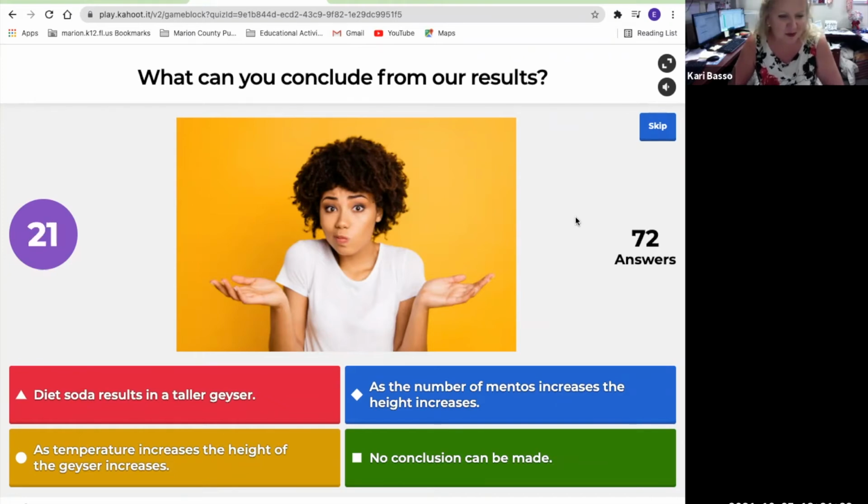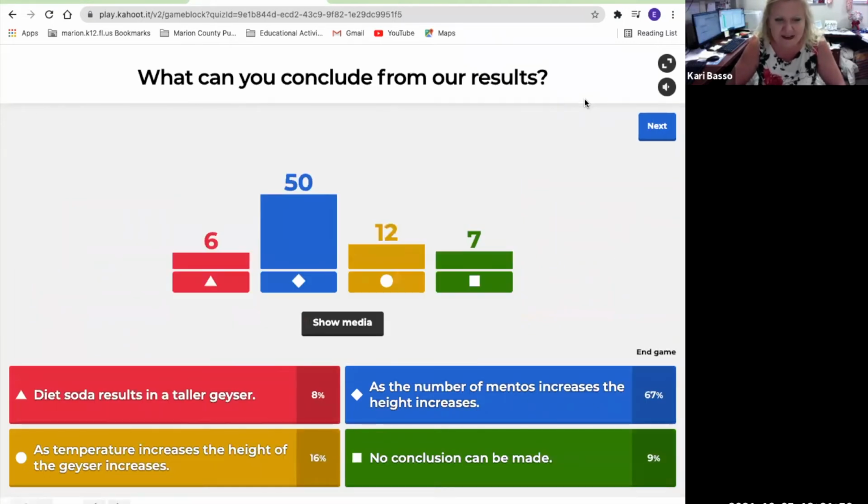We got 20 seconds left. I think next time, temperature is something that is always interesting too. All right, let's see what we can conclude.